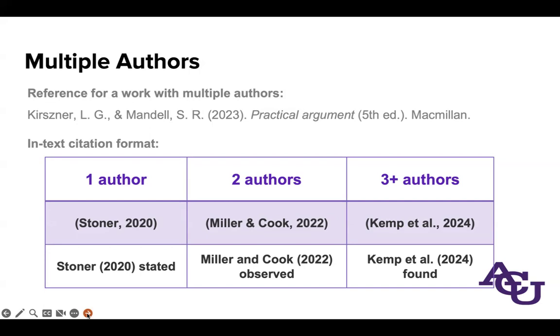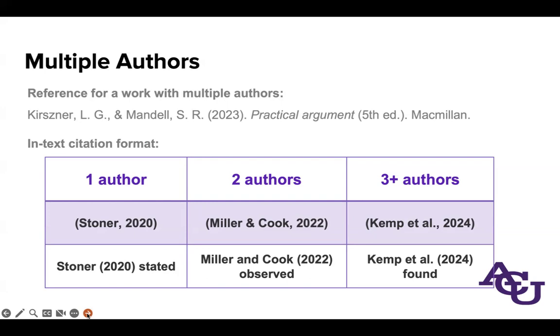Here's our handy table next that shows how to format the in-text citations for different numbers of authors. For one author, as we have already seen, we use the author's last name and the year, Stoner, 2020, or Stoner, 2020, stated. For two authors, you're going to use both authors' last names, but they're going to be presented differently based on whether you write their names in parentheses or make them part of your sentence.